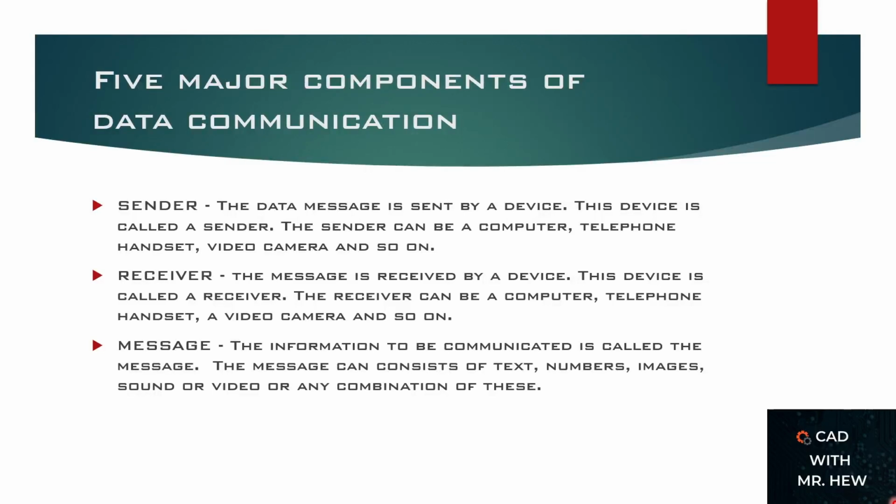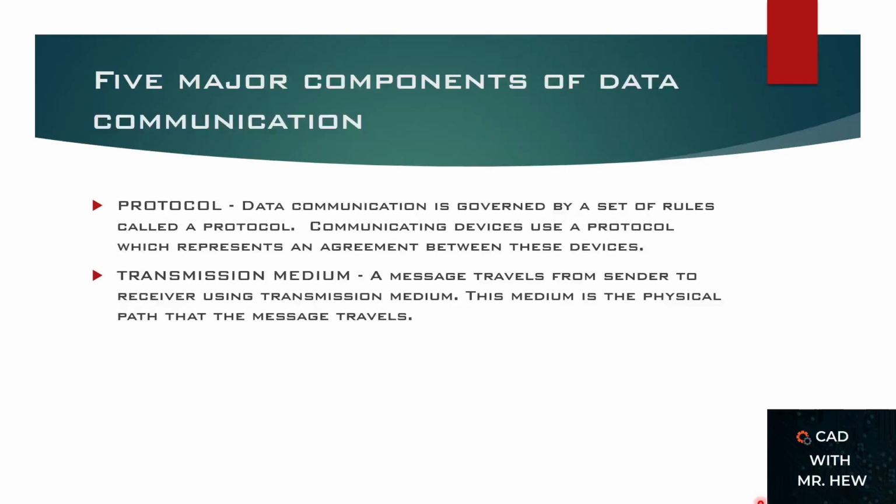Message. The information to be communicated is called the message. The message can consist of text, numbers, images, pictures, sound, or videos, or a combination of these. The fourth major component of data communication is protocol. Data communication is governed by a set of rules called a protocol. Communicating devices use a protocol which represents an agreement between these devices.